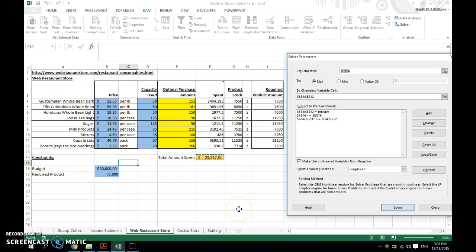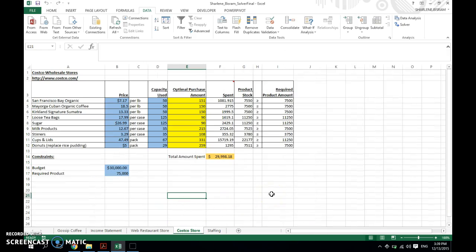In order to effectively run the coffee shop, you have to have the required amount of product needed to sell. Therefore, column G has to be greater than column I. Solver did find an optimal solution, and this optimal solution was below our budget, and we were able to stock the amount of products needed.